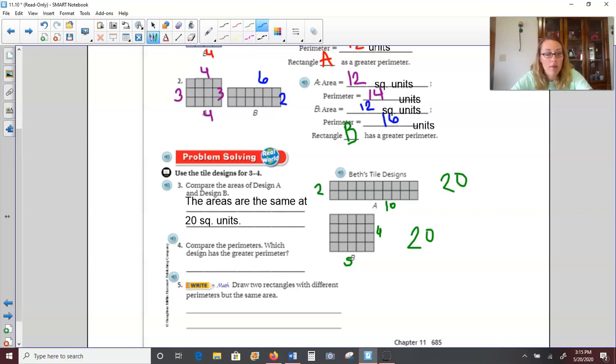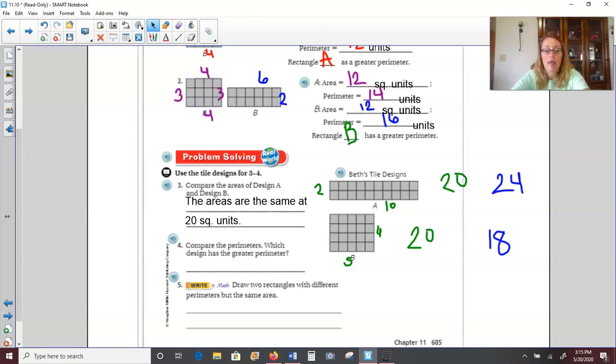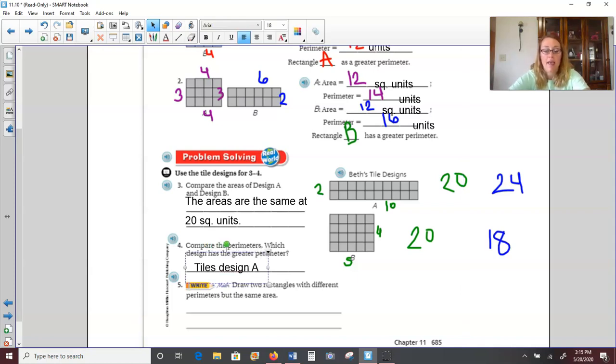All right, rectangle A, if there's 10 across the bottom and top, that makes 20, and then 2 on each side is 4. So that gives us a perimeter of 24. Rectangle B, 5 on the top and bottom is 10, 4 on each side is 8. 10 and 8 make 18. So which one has a greater perimeter? Rectangle A, or we could say tile design A. And we could have guessed that without solving any work because it's a much longer, skinnier rectangle, as we have learned. All right, last page, lesson check number 1.